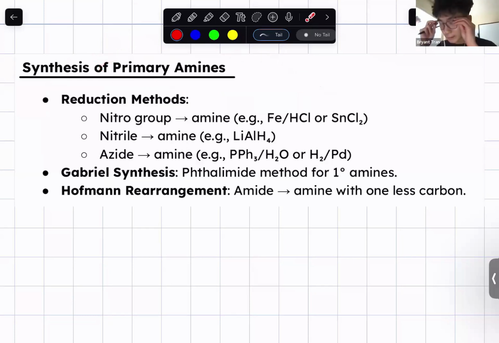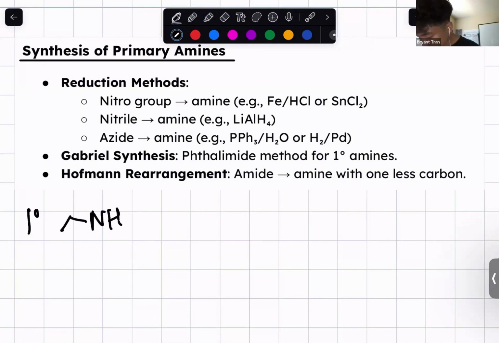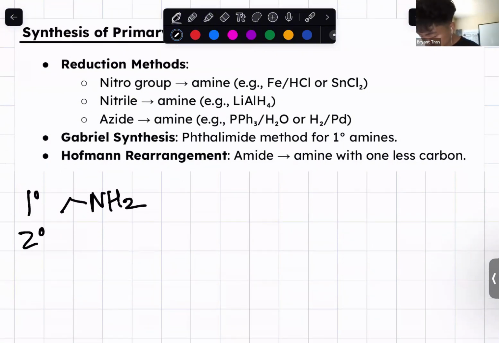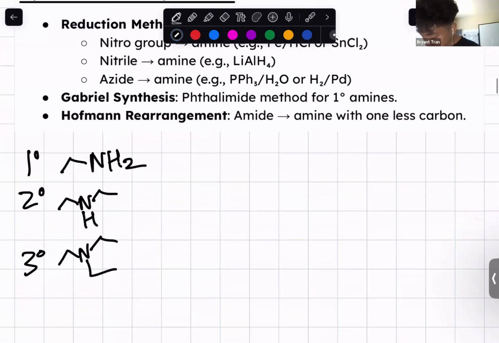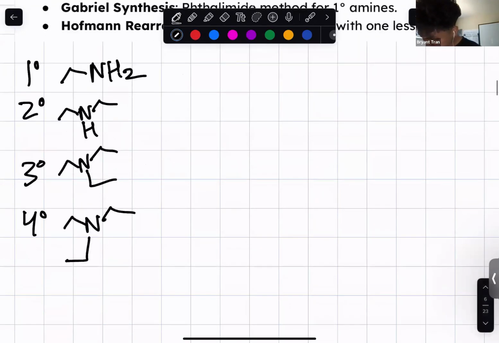Now the next one is going to be synthesis of primary amines, and keep this in mind because I've seen on his exams where he asks which reactions can create a primary amine only, which reactions can create any kind of amine, like a primary amine, secondary amine, or a tertiary amine, right? So these reactions here are going to create primary amines where a primary amine is going to have one R group, just like that. A secondary amine is going to have 2 R groups like that. A tertiary amine is going to have 3 R groups like that. A quaternary ammonium salt is going to have 4 R groups like this, where this nitrogen is going to be positively charged because it has 4 bonds, right?